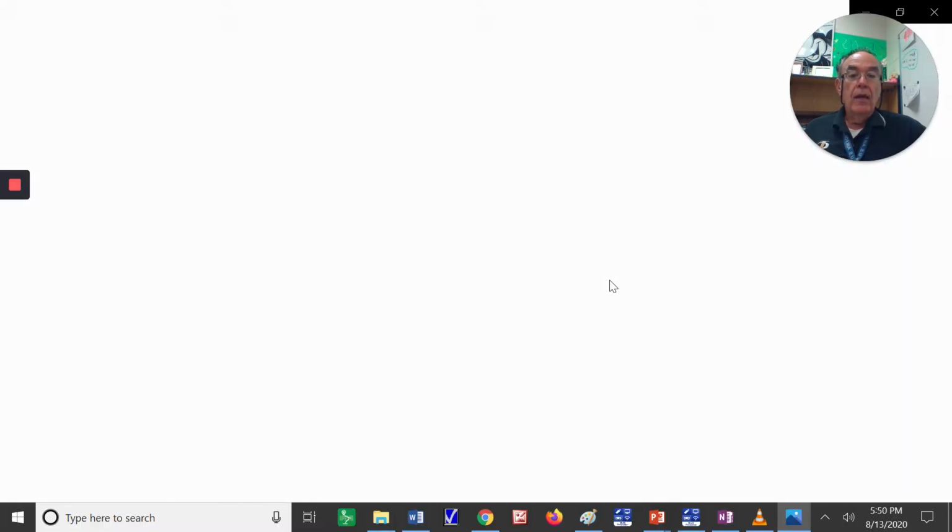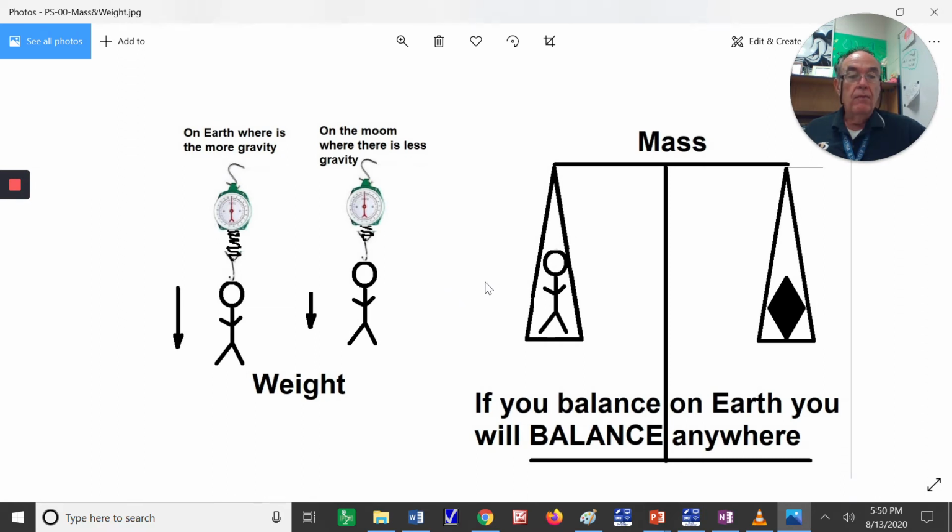Okay. Now, I just want to take a review of the difference between mass and weight. So weight was the measure of the force of gravity on a person. Up on the moon, there's less gravity. There's 1/6 the gravity on the moon as there is on the Earth. So if we had a scale, and we put a person on that scale, on Earth, gravity would pull them down more and stretch out the spring more than it would on the moon, where there's less gravity.